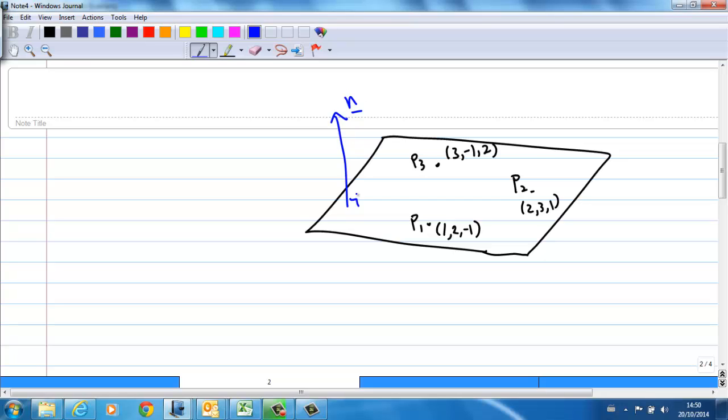How do we get this vector n? First, we observe that P1P2 lies on the plane, and P1P3 also lies on the plane.